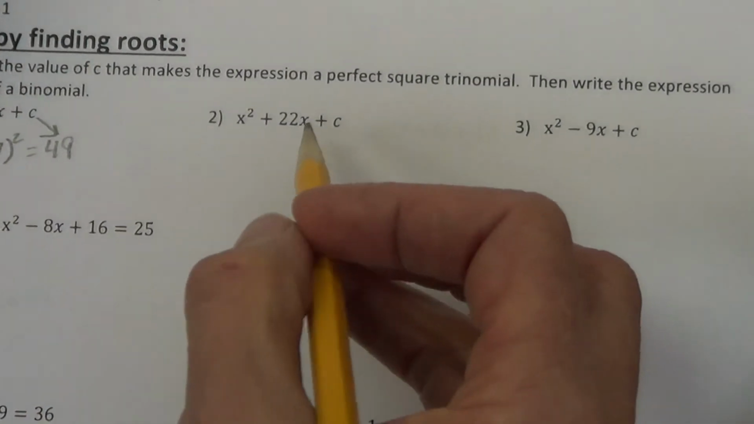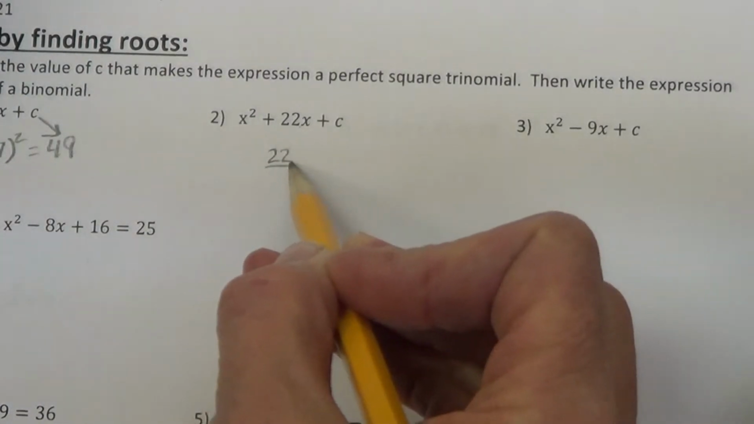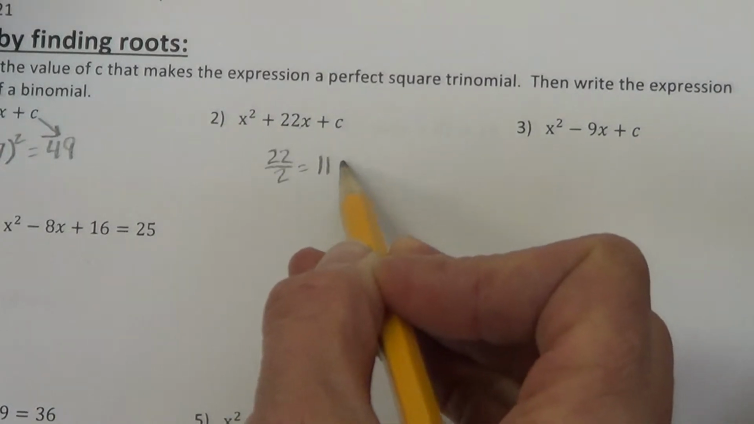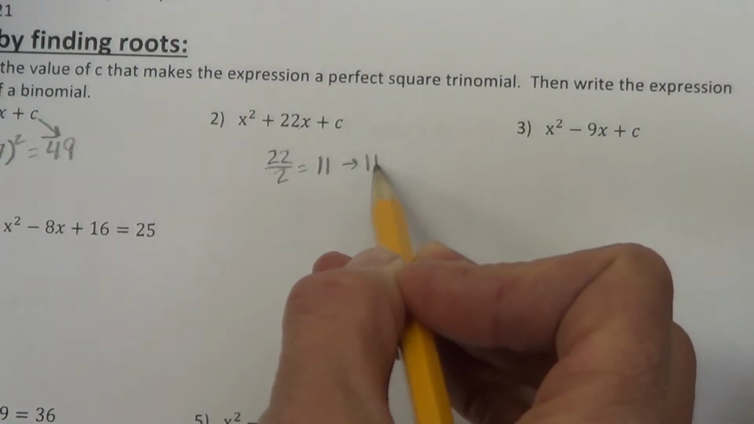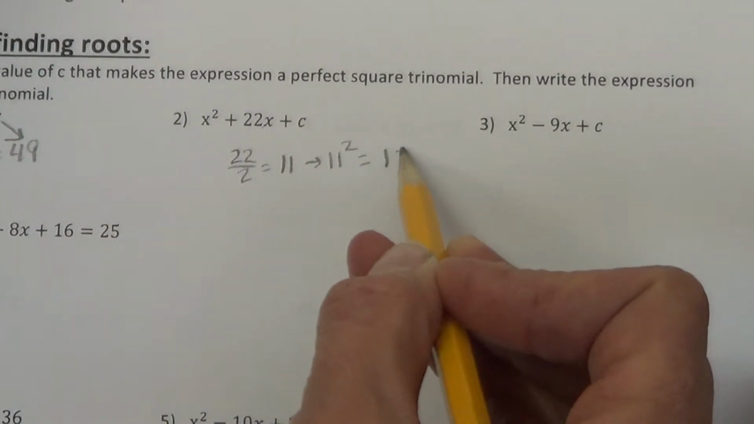Next one, we take our middle term, 22, and we cut it in half. 22 divided by 2 equals 11. Now we take that 11, we square it, and we find that our C value is 121.